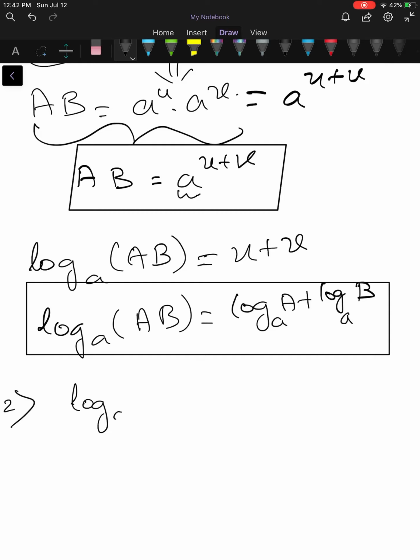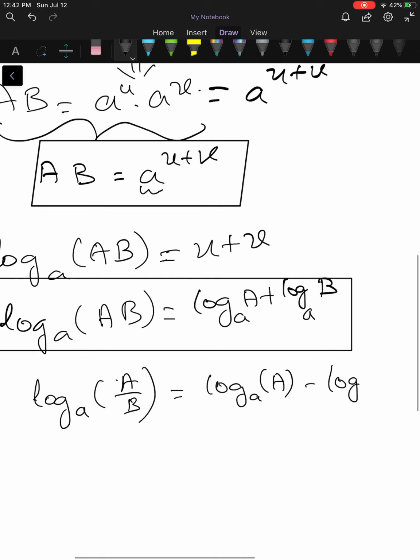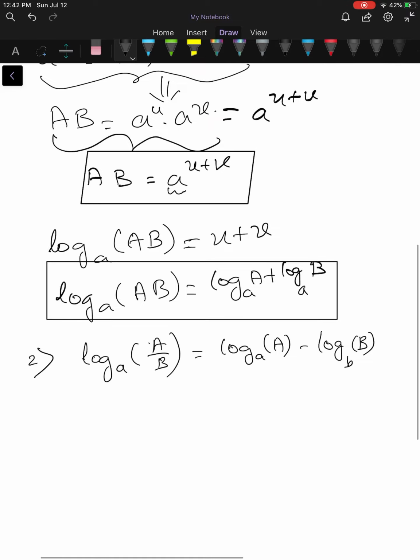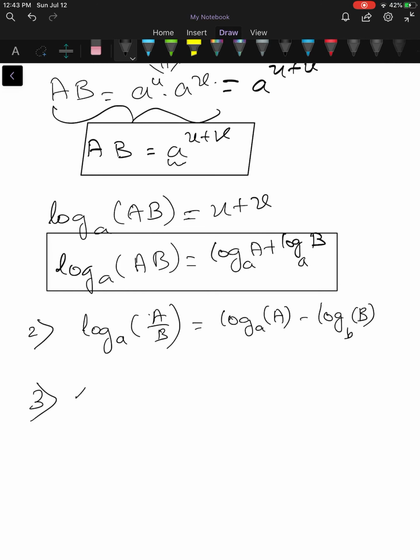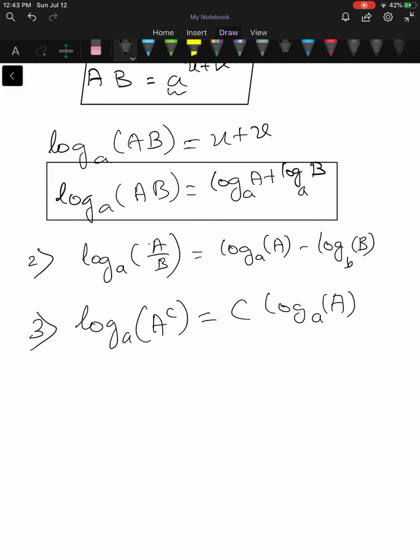The same thing applies to division. The logarithm of A divided by B to the base a gives us log base a of A minus log base a of B. And property 3 is log base a of A to the power c is equal to c times log base a of A. The proofs of properties 2 and 3 are in the book. If you want, you can go through that.